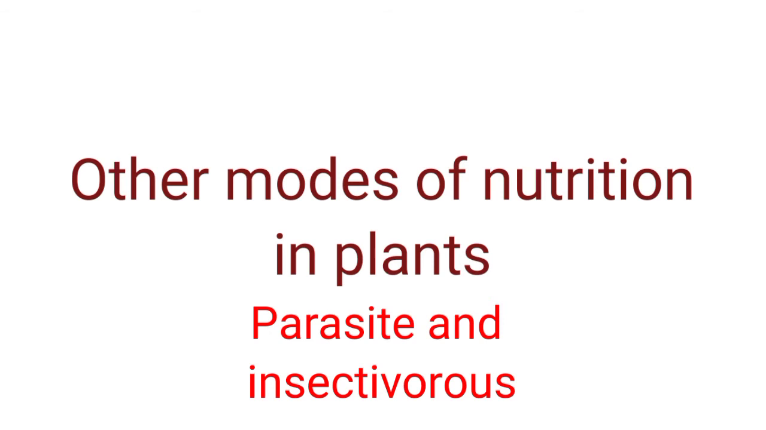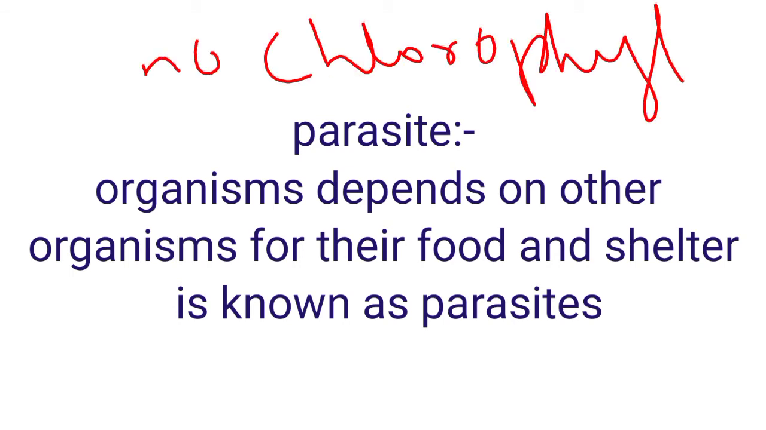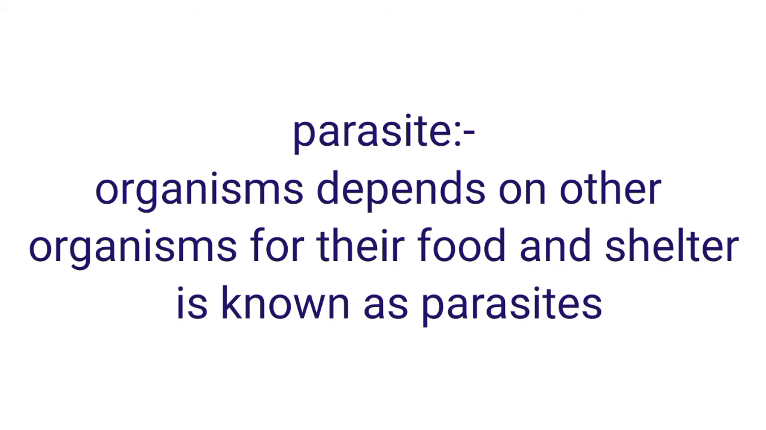First, let's see parasites. See, what is meant by parasites? Parasites are the organisms which depend on other organisms completely for their food and shelter. Parasitic plants do not produce their own food. They do not contain chlorophyll in them. So they do not produce their food. They depend on other plants for their nutrition and shelter. These are called parasite plants.